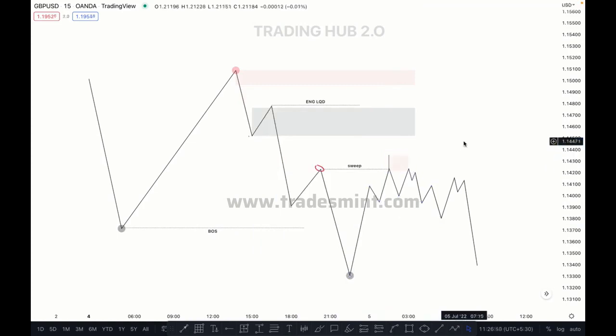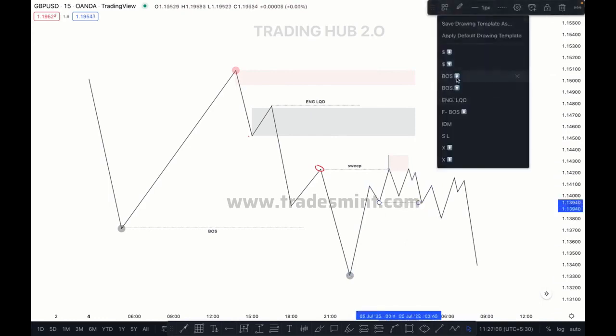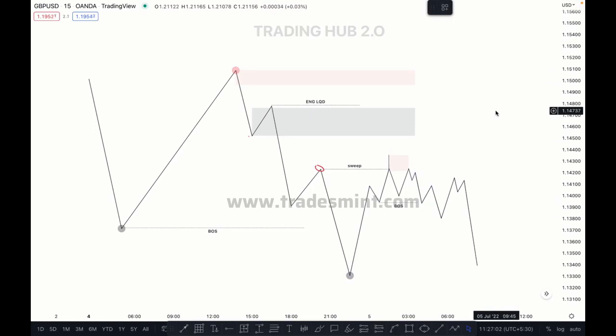And where is our next entry? You have to wait for the BOS, which is here. Once market breaks this structure, okay, so this is our BOS. You can say CHoCH also, there is no difference. After the break of structure, when can we sell? You have to wait for the first high to be taken out. When market takes out the first high, we can sell another, upper entry here.